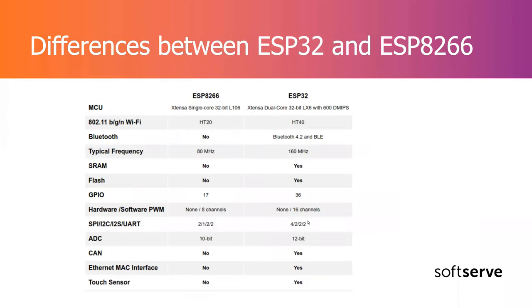The main difference between ESP32 and ESP8266 is that ESP8266 has only one core and ESP32 has two or one core. It depends on the board. Also, ESP32 has Bluetooth on the board. And the main difference is that ESP32 has flash encryption, and ESP8266 doesn't have it.